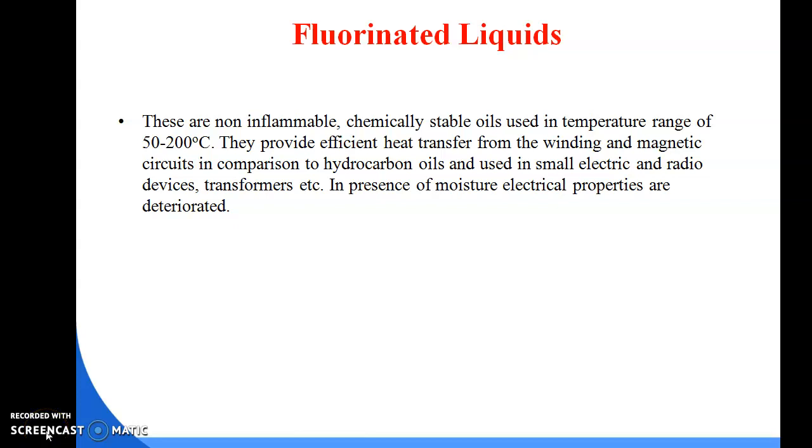Fluorinated liquids. These are non-inflammable, chemically stable oils used in a temperature range of 50 to 200 degrees centigrade. They provide efficient heat transfer from the winding and magnetic circuit in comparison to a hydrocarbon oil, and are used in small electric and radio devices, transformers, etc. In the presence of moisture, electrical properties deteriorate.